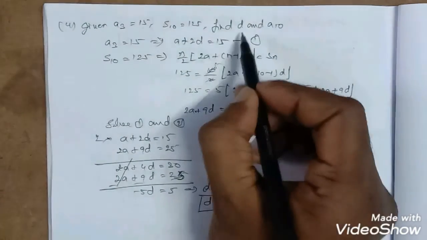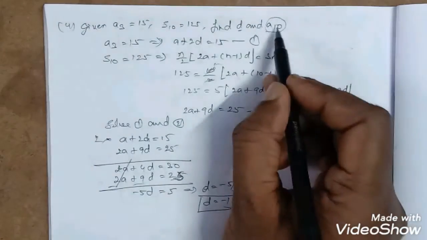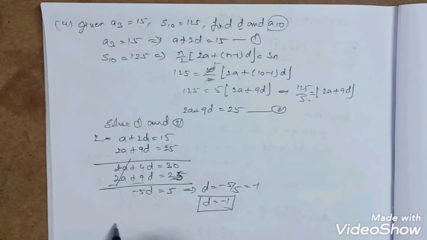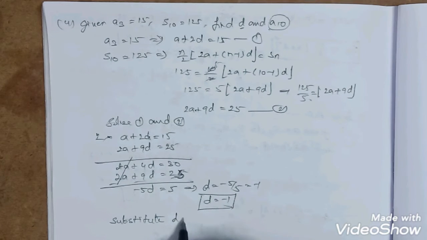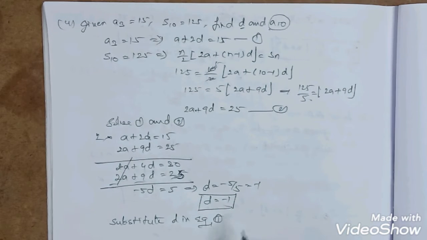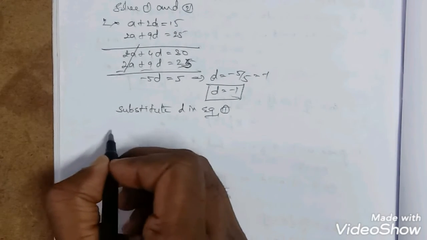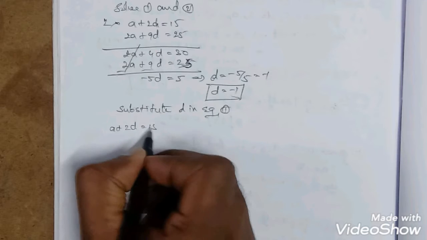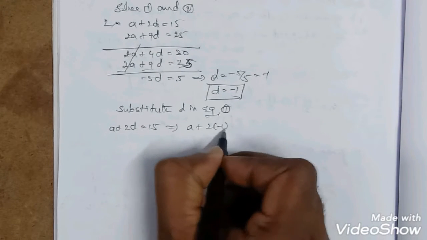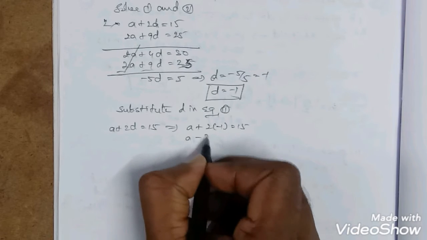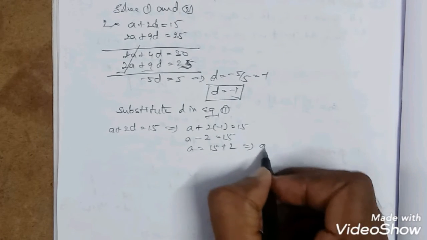So here I got the value of d. Next you have to find the a10 value. To find a10, we need the a value also, right? Now substitute d in equation number 1. Equation 1 is given as a plus 2d is equal to 15. So in the place of d, substitute minus 1, that is a plus 2 into minus 1 is equal to 15. So a minus 2 is equal to 15. So a is equal to 15 plus 2, which is a is equal to 17.